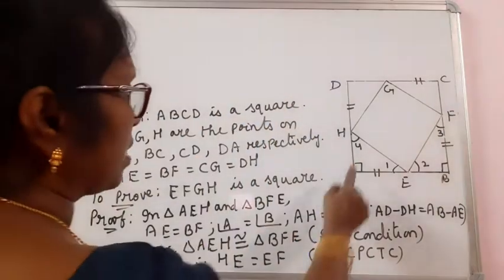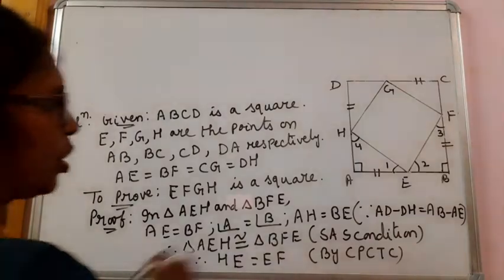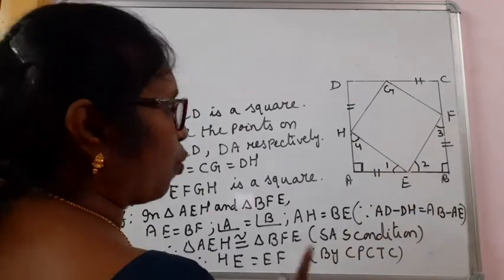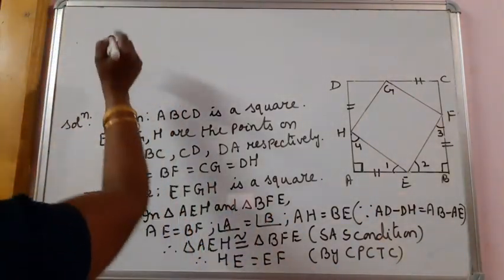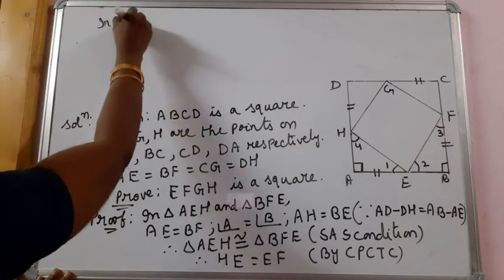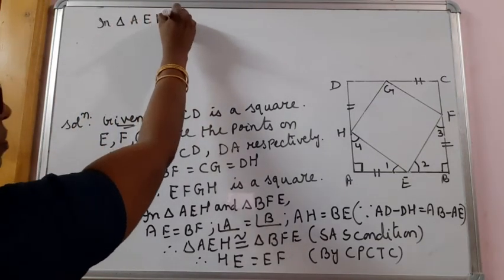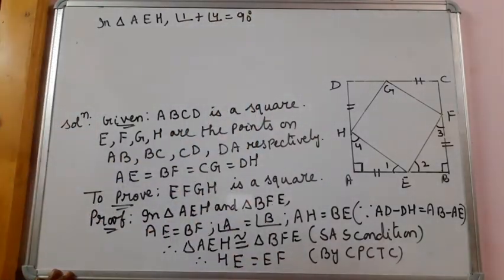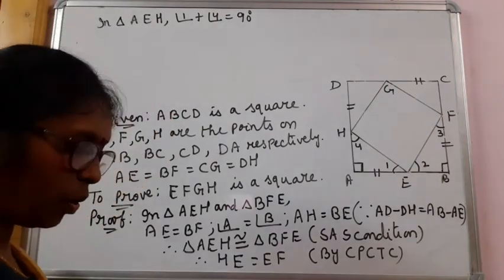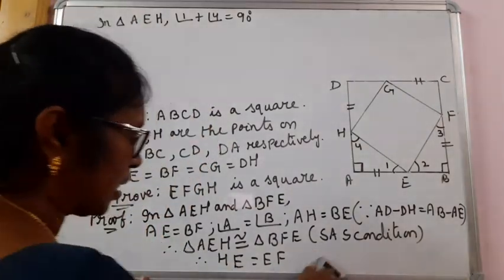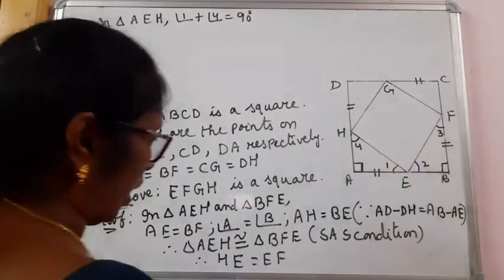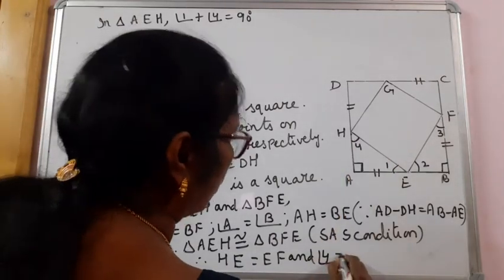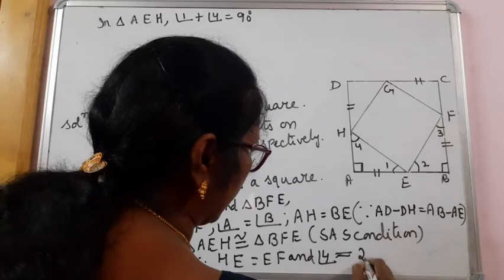Okay, let us keep this HE equal to EF we got. Now we can see, children, in triangle AEH, one angle is 90 degrees, so the sum of the remaining two angles is 90 degrees. In triangle AEH, angle 1 plus angle 4 is equal to 90 degrees. By CPCTC we can show that HE is equal to EF, and also we can show that angle 4 is equal to angle 2 by CPCTC.